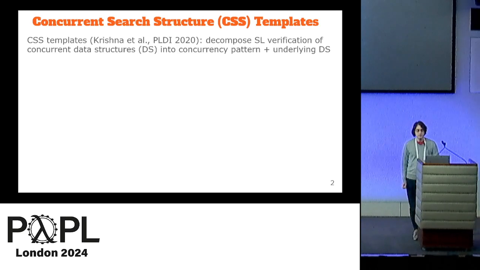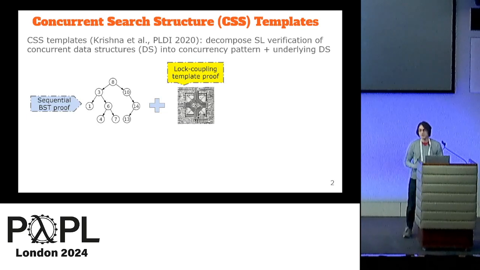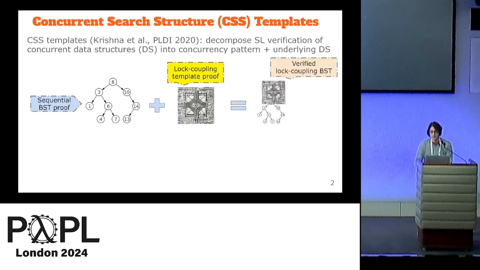Search structure templates are a really neat idea of decomposing the verification of a data structure, in particular a search data structure, like the kinds of B trees and binary search trees we were interested in, into reasoning about concurrency and reasoning about the data structure. The theory is you should be able to take a sequential implementation of a binary search tree or a B tree and verify it sequentially, and take a description of a concurrency pattern, like lock coupling or optimistic concurrency, and verify that without thinking about the data structure. Then you put these two together and automatically get a verified concurrent data structure.